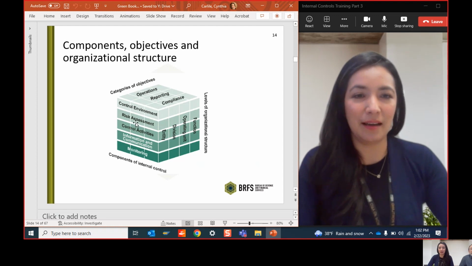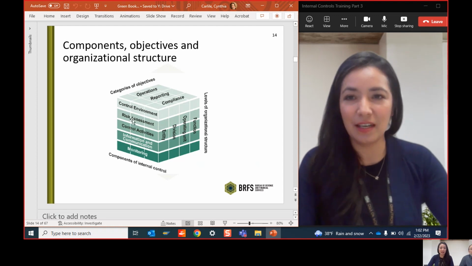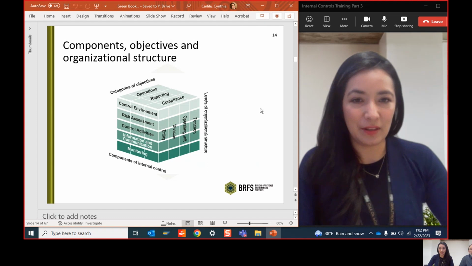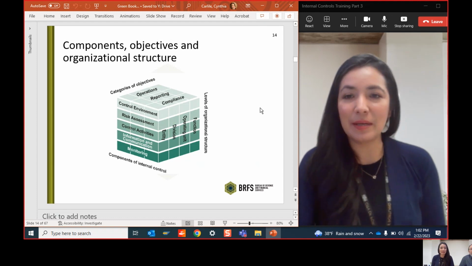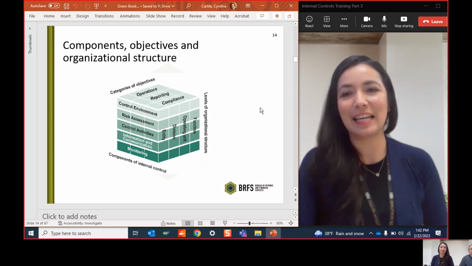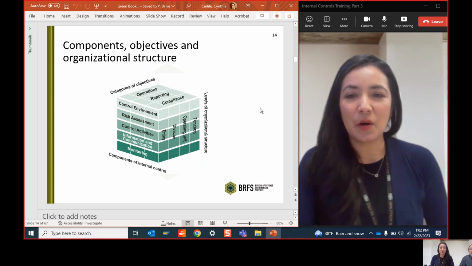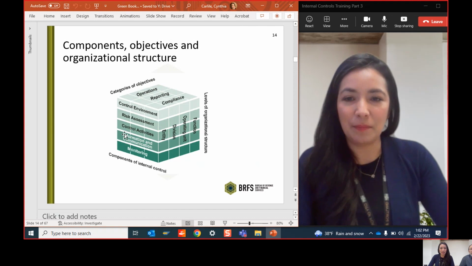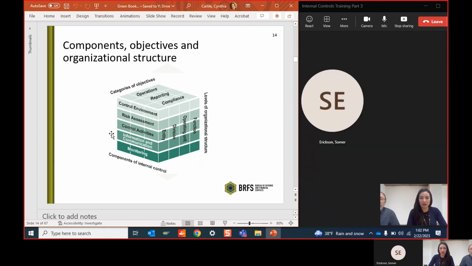So just to have a quick refresher, this diagram shows a roadmap of where we're going today. It talks about the different components, objectives, and organizational structure. So starting from the top down, going over those 5 components.